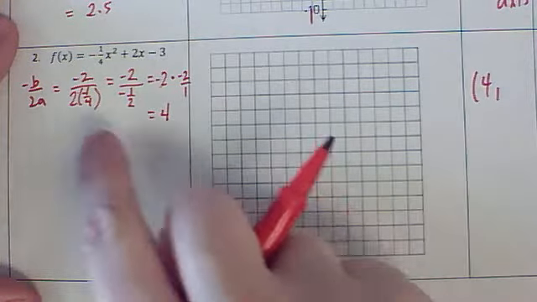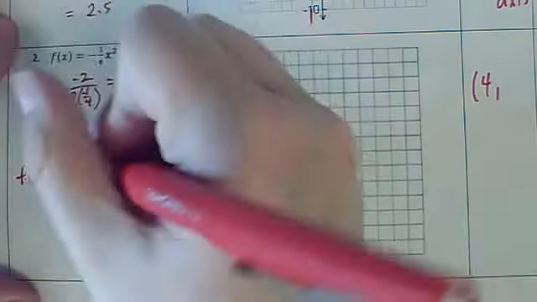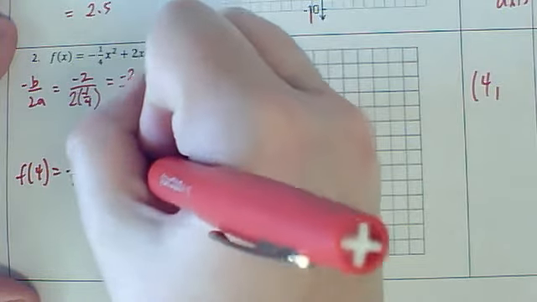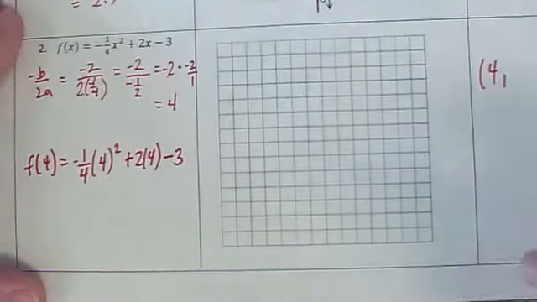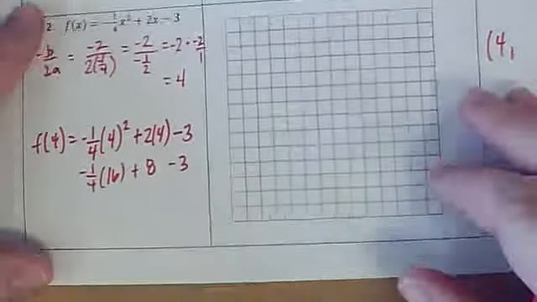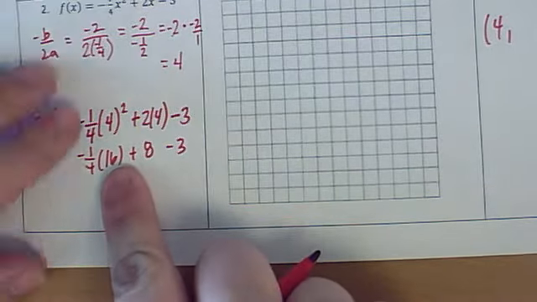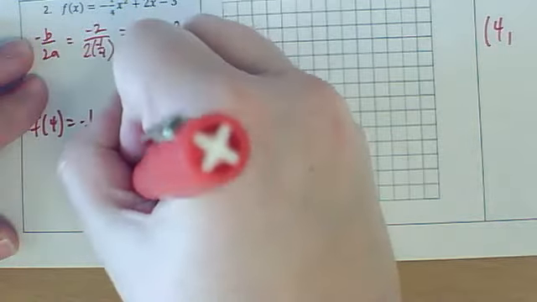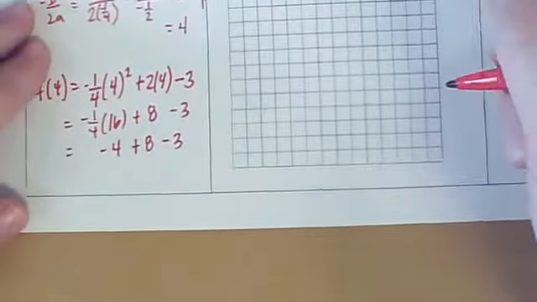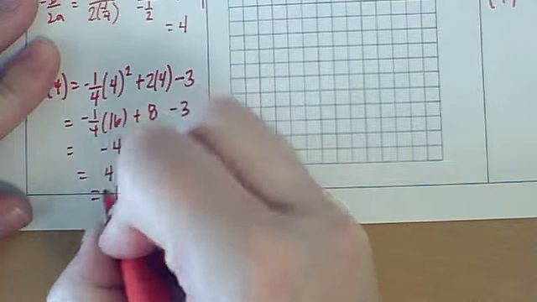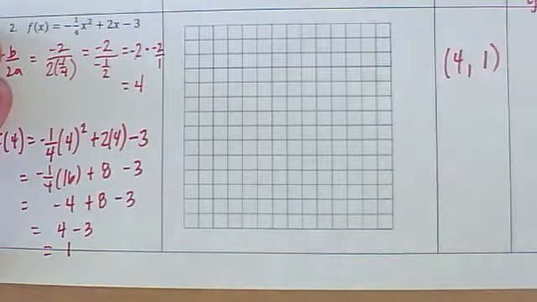Okay, once you have that x value, take it, plug it back in. Now order of operations, 4 squared is 16 plus 8 minus 3. Then I need to take negative 1/4 times 16. Well, if I ignore that negative right now, a fourth of 16 is 4, put the negative back on, so this is negative 4. Now we need to go left to right. So negative 4 plus 8 is 4, and then 4 minus 3 is 1. So there's the y value of the vertex.